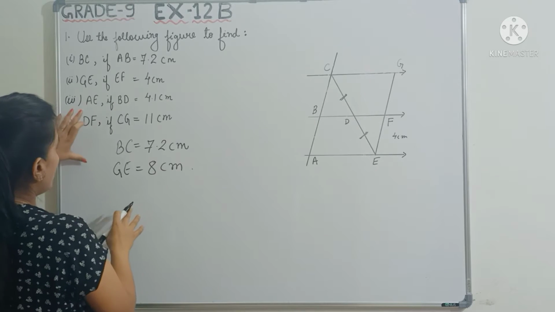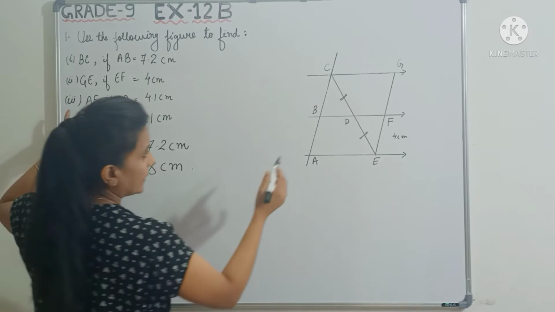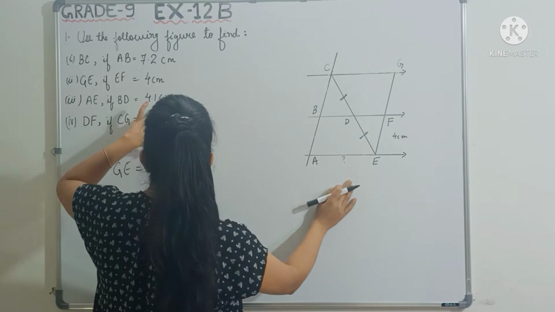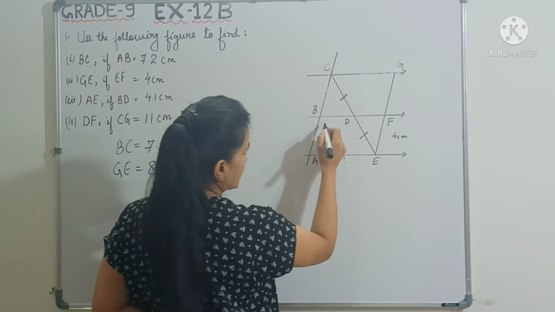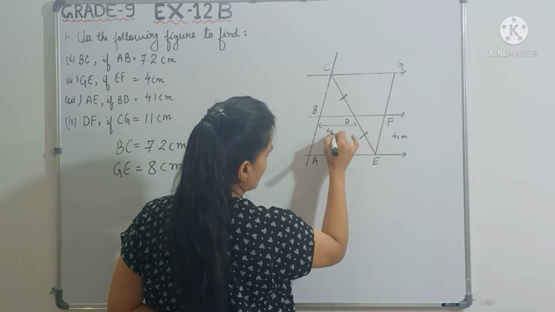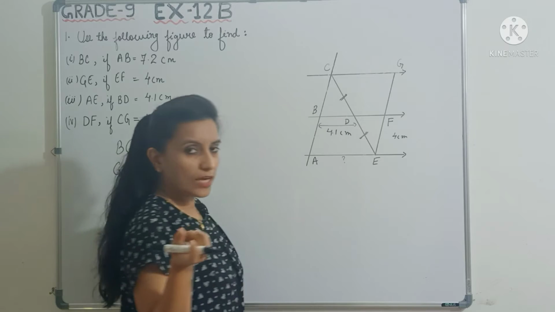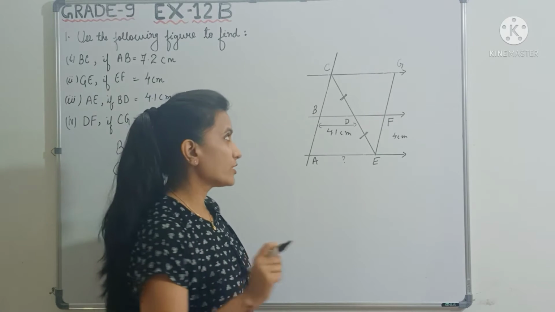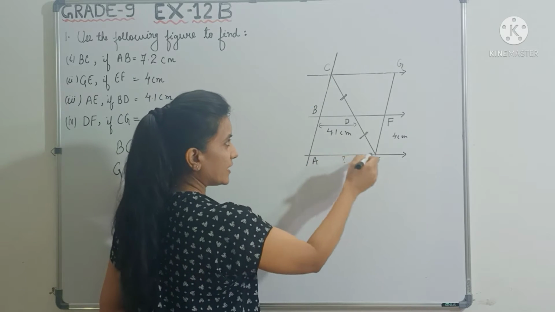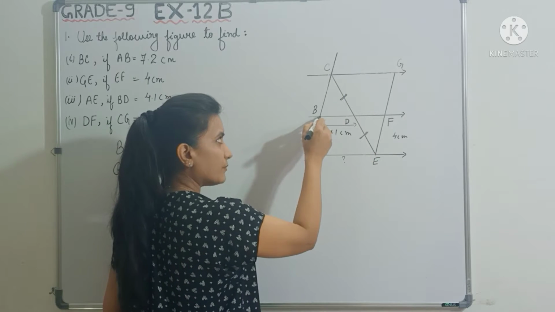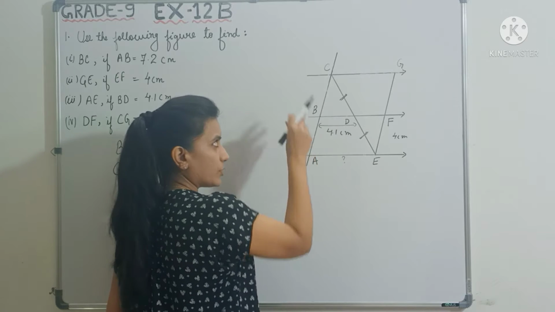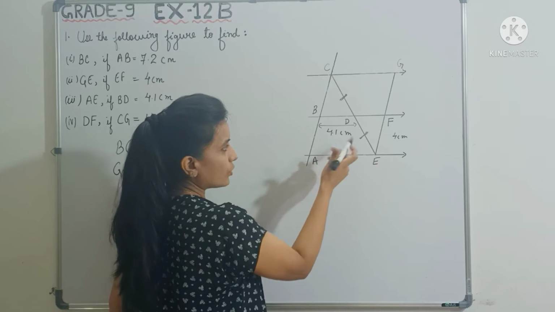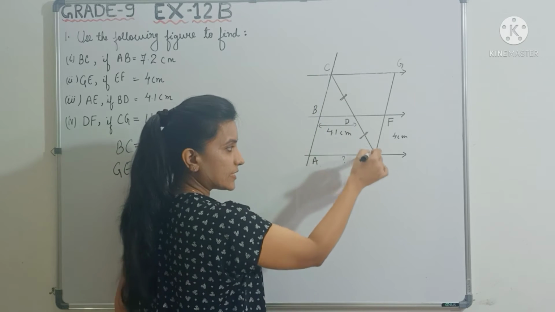Okay. Now next is AE. You have to find AE, right? If BD is 4.1 centimeter, so BD, this length, is 4.1 centimeter. So again you have to use which theorem? Yes, you are right. It's the midpoint theorem. You can see that in triangle CAE, in this triangle, B is the midpoint of CA, right? Because CB is equal to BA. So B is the midpoint of CA. Also, D is the midpoint of CE.